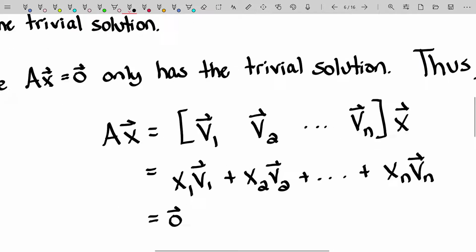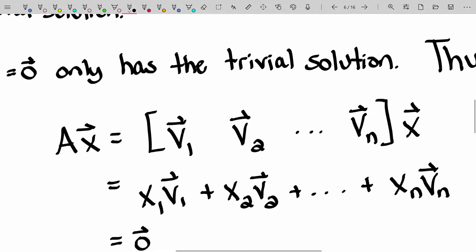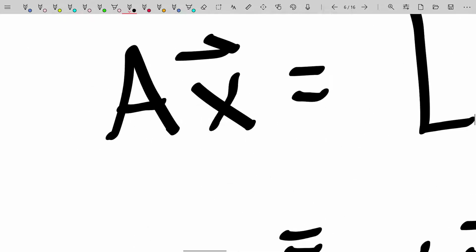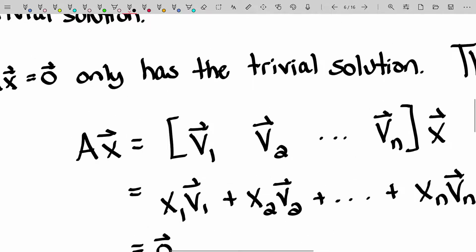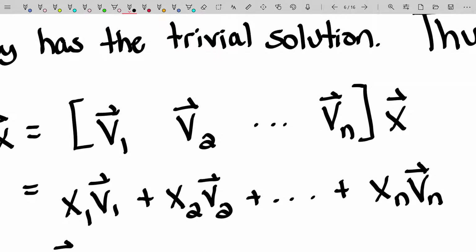The structure we're actually stealing, or not stealing, but using from earlier is the fact that the matrix A can be written as a matrix of column vectors v1 through vn. We know from matrix vector multiplication that that will be a linear combination of the columns of A itself. That's this row right here.